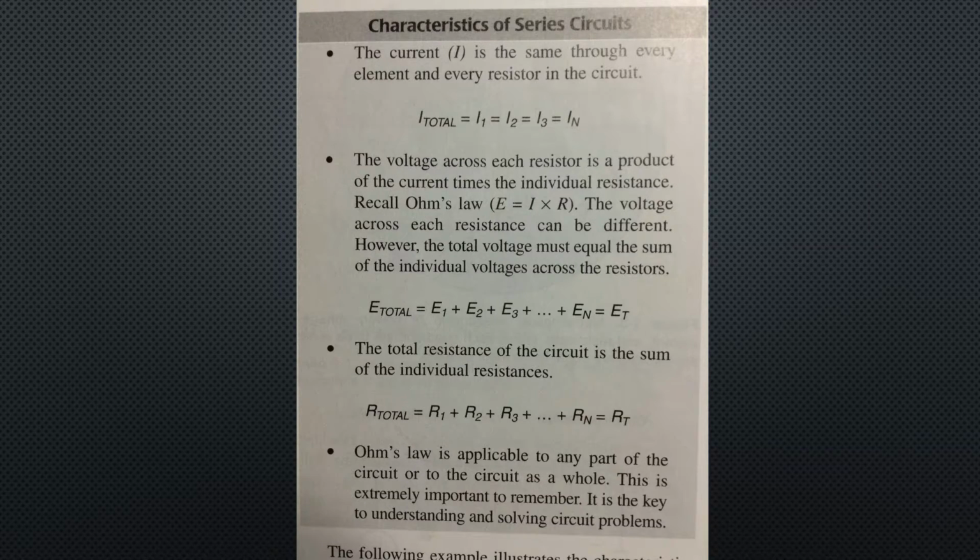The total resistance of the circuit is the sum of the individual resistances. For example, R total equals R1 plus R2 plus R3, and so on. Finally, Ohm's law is applicable to any part of the circuit or to the circuit as a whole. This is an extremely important point to remember. It is the key to understanding and solving circuit problems, especially complex circuits.